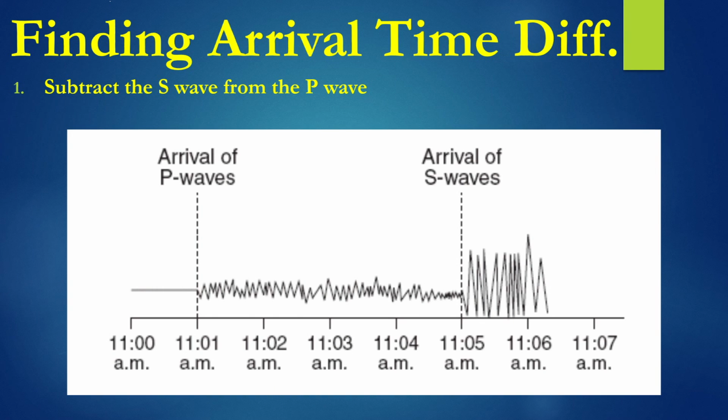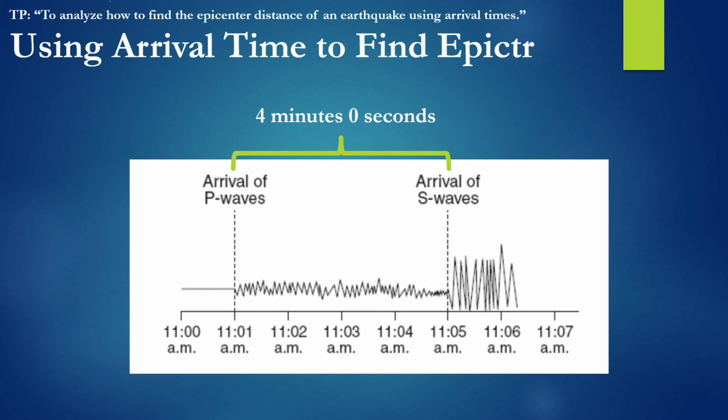All right, and here are the steps. These are the steps to finding the epicenter distance using the arrival time difference. So first, you do what we just did. You subtract the P and S wave arrival times. We got that as 4 minutes.